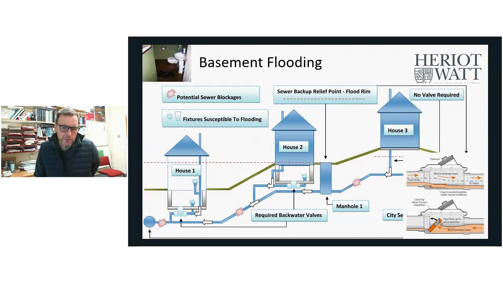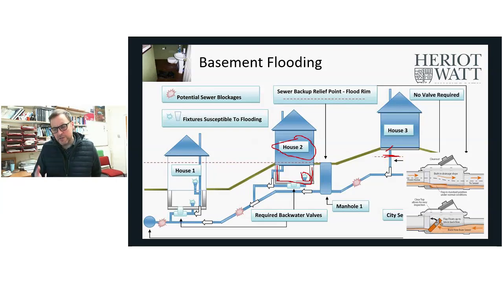house number 2, you can see, has a basement, and in that basement they've got some sort of fixture unit. Now the water, if the water level's here at this dotted line, you can see that's above the basement level of house number 2.